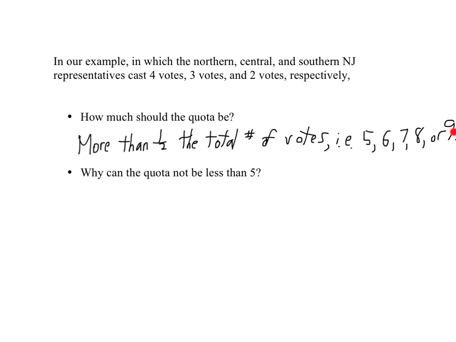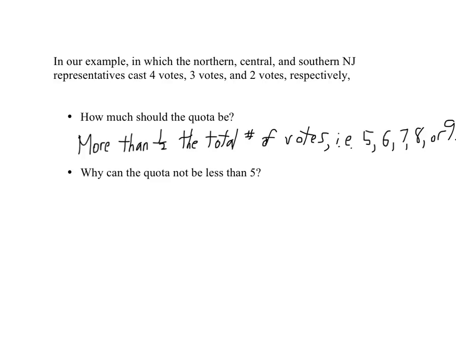It might even be that we want to require unanimity in order to pass a motion. Now, why exactly can the quota not be less than 5? Well, imagine that there are 2 different factions. For example, the Northern Jersey representative is one faction, and the Southern and Central Jersey representatives are the other faction, and the Northern Jersey representative wants to pass a motion that says all the tax dollars have to be spent inside Northern Jersey, and the other 2 representatives want to pass a proposal that says the opposite, that all state tax dollars should be allocated to Central and Southern New Jersey.